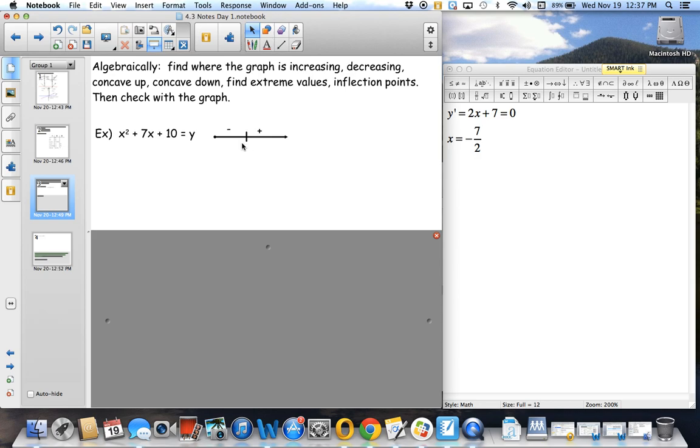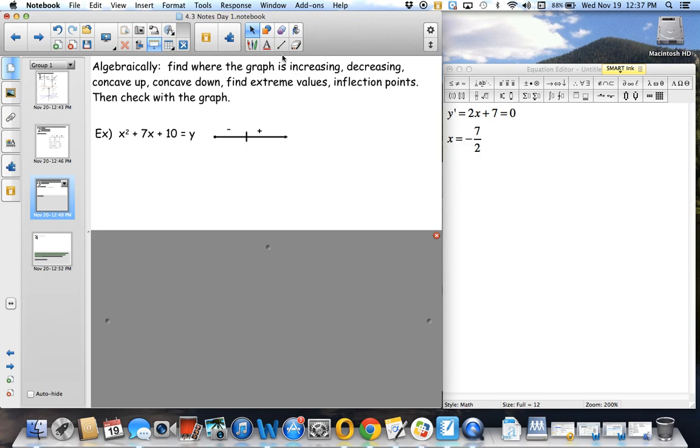Now this is the stuff that we did in the past, and I'm not actually writing all these answers, so I'm going to say it one more time. You can write it down. We are decreasing from negative infinity to negative 7 halves. We are increasing from negative 7 halves to infinity. If you plug negative 7 halves into your original function, I'll just tell you that f of negative 7 halves is negative 2.25. That is our minimum.